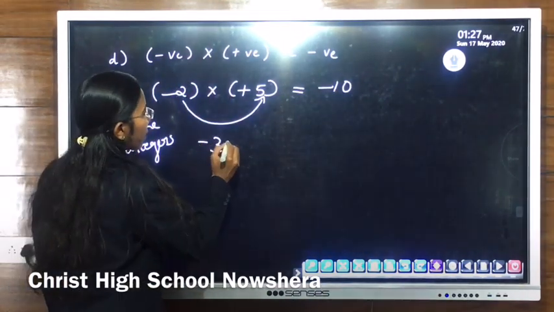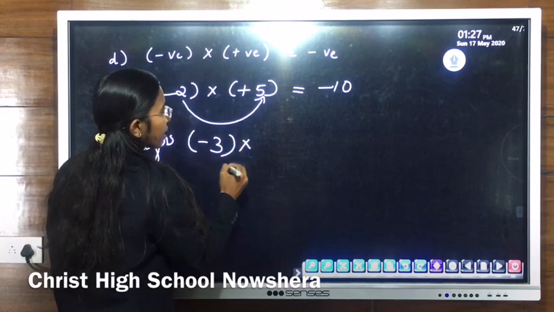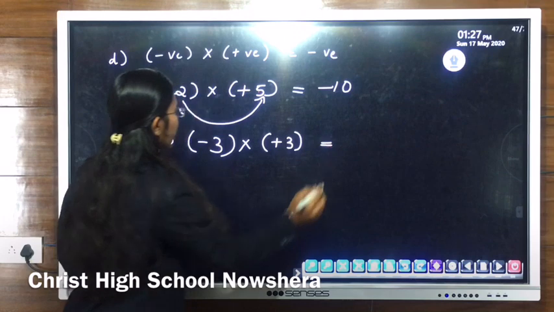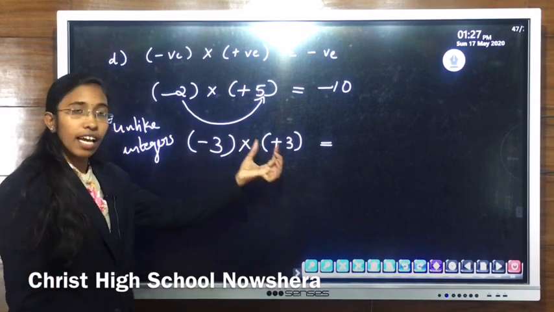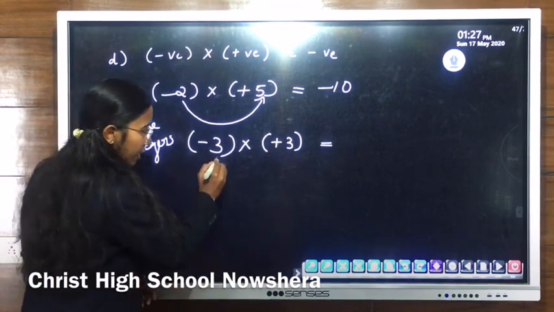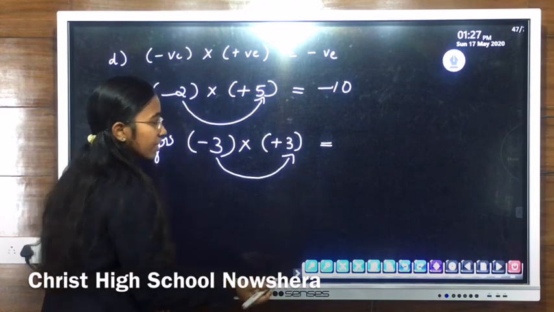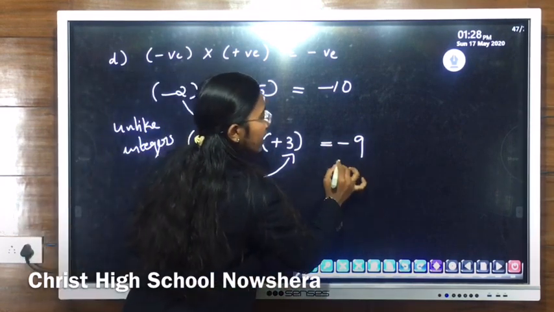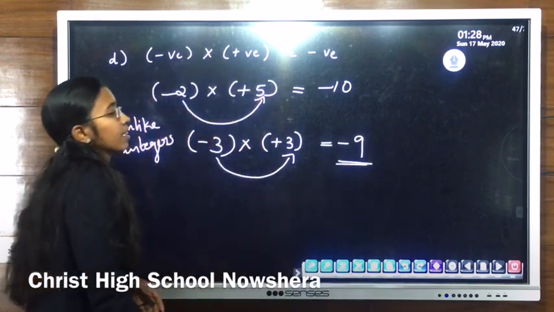Or minus 3 into plus 3. Here also the first one is negative and the second one is positive. Multiply the numbers. What is 3 into 3? 3 into 3 is 9, and apply the negative sign, that is minus sign. Minus 9.